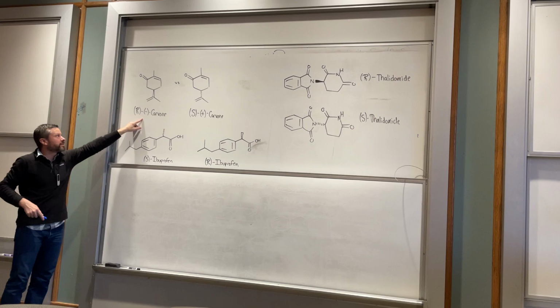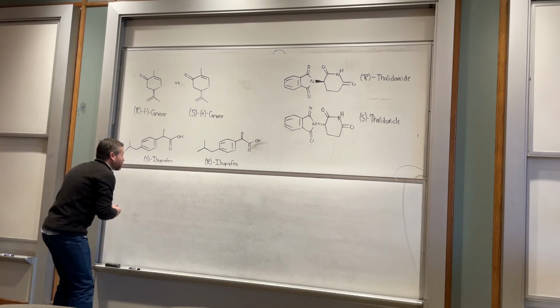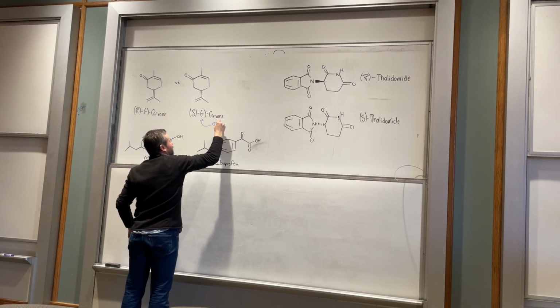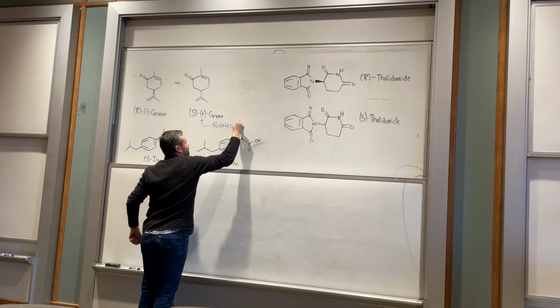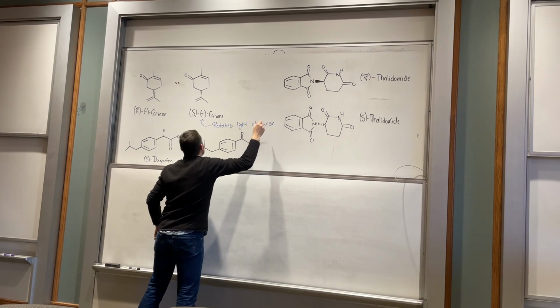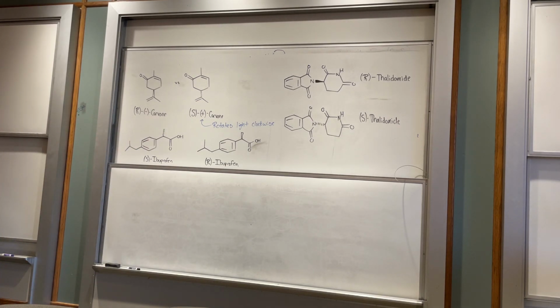The other thing in this name that you can see is that one has a minus and one has a plus. All this means is that this rotates light clockwise. It's a plus, right? And the minus indicates that it rotates light counterclockwise. R and S, plus and minus, have nothing to do with each other.